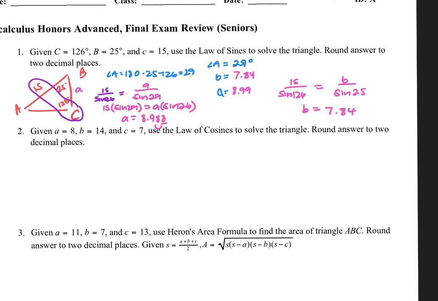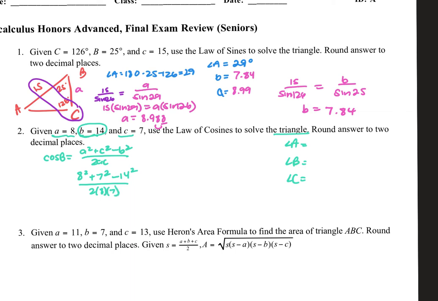For number 2, we're using the law of cosines. So you have all 3 side lengths. It says to solve the triangle, so I need to find all 3 angles. If you're going to switch between the law of sines and cosines, you have to start with the largest angle. If you stick to the law of cosines the whole time, it doesn't matter. But by habit, I just tend to solve for the largest one first. So the cosine of B equals A squared plus C squared minus B squared over 2AC. So this is 8 squared plus 7 squared minus 14 squared over 2 times 8 times 7.